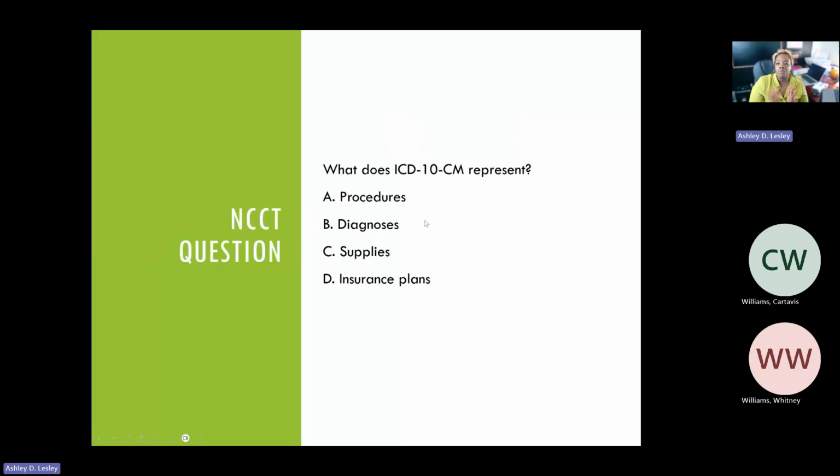All right. So what does ICD-10 CM represent? I would say B. I agree with B. Yes, the answer is B, diagnosis. That is correct.